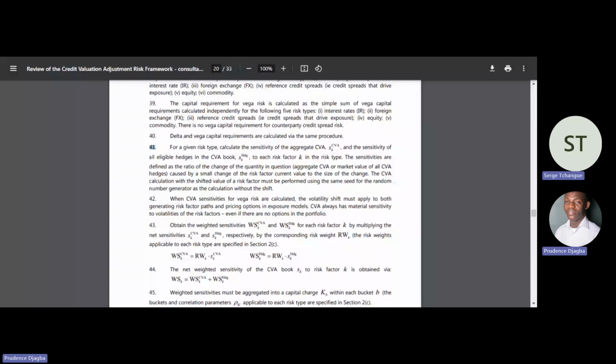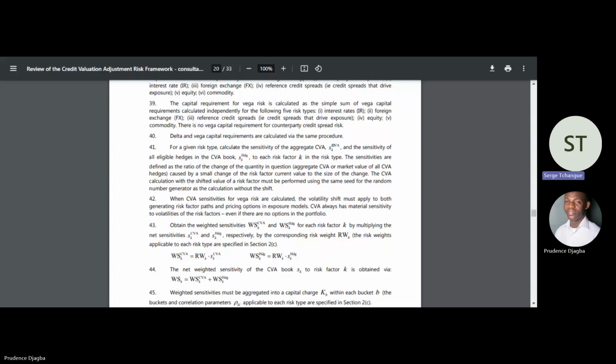The sensitivity CVA and the sensitivity hedge, don't worry too much about that. Usually in the bank, if you have an option, like a put option, it is in a book.